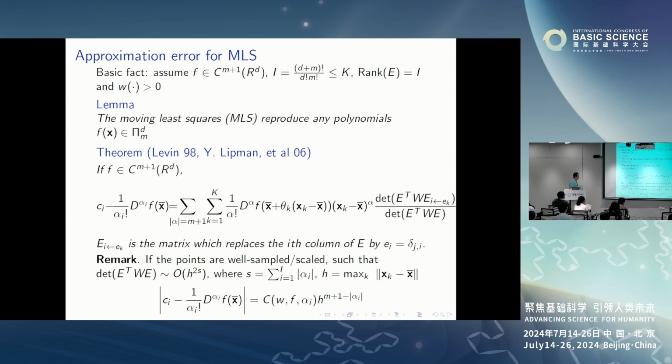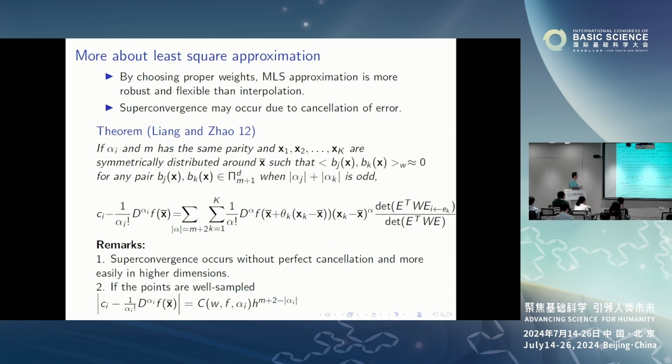So what this says, for example, M is the order of polynomial you use for the approximation. So usually we use quadratic, so M is 2, and plus 1 is 3. Then if I want to approximate the first derivative, you'll get second order accuracy. But if you want to approximate the second derivative, you only get first order accuracy, which is not so good. But actually, it's better than that in practice.